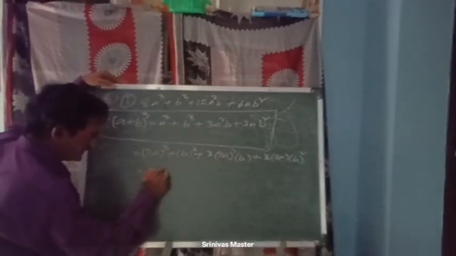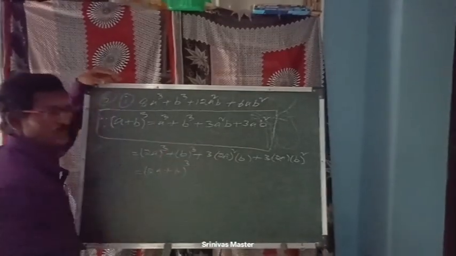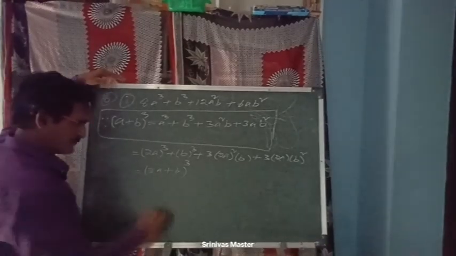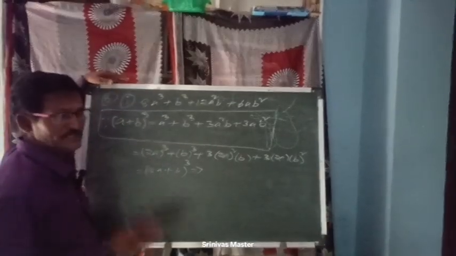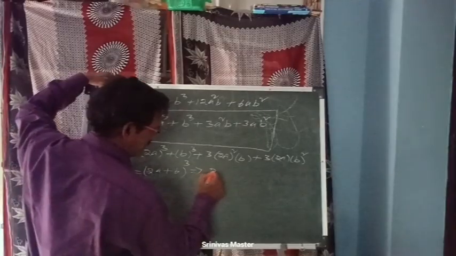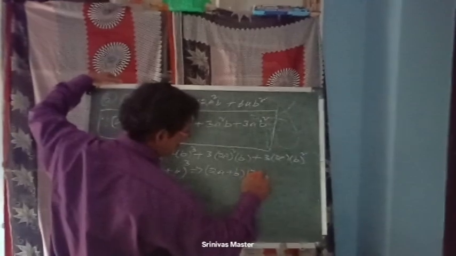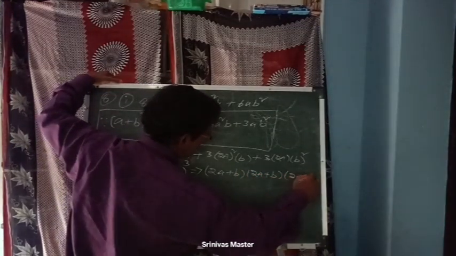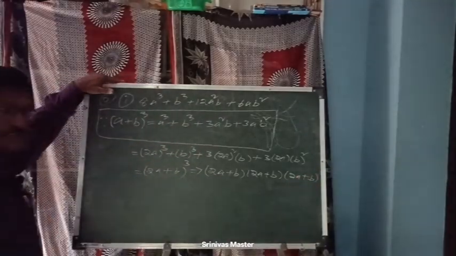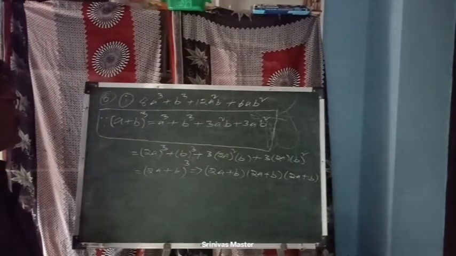Here a value is 2a plus b value is b. That means 2a plus b whole cube. When you are saying that the factors, 2a plus b whole cube means 2a plus b, how many times? 3 times you have to multiply. That means it belongs to 2a plus b into 2a plus b into 2a plus b. How many factors? There are 3 factors. According to this question, all the 3 factors are equal. So this is the expansion of this bit.